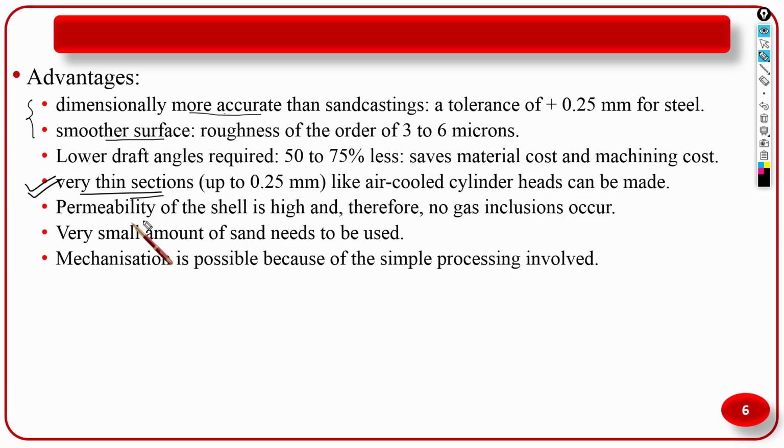Permeability of the shell is very, very high, so no gas inclusion defect occurs. Here a very small amount of sand is used because the thickness of the mold is very, very less. And mechanization is possible because of the simple processing involved.